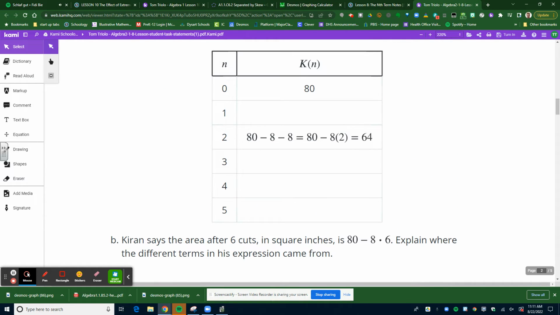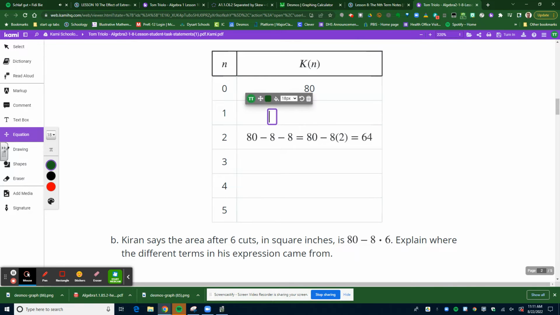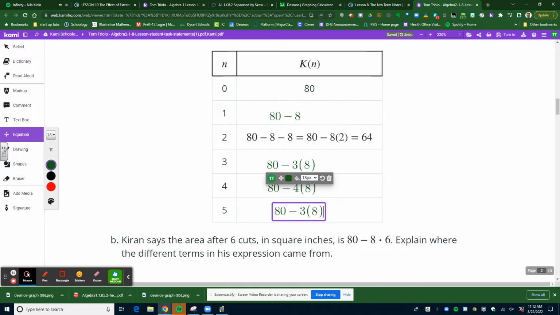I would suggest at the very least I would write this part, and maybe you don't need to show repeated addition. Instead, you do 80 minus 3 times 8. And it's really not that extra work because you know how you can copy and paste with everything else? Well, you can do that here. Control A, Control C, come down here. Now instead of 3 cuts, we're doing 4. Paste, come back, change this to 4. Control V, change 4 into 5, and then just do the arithmetic.